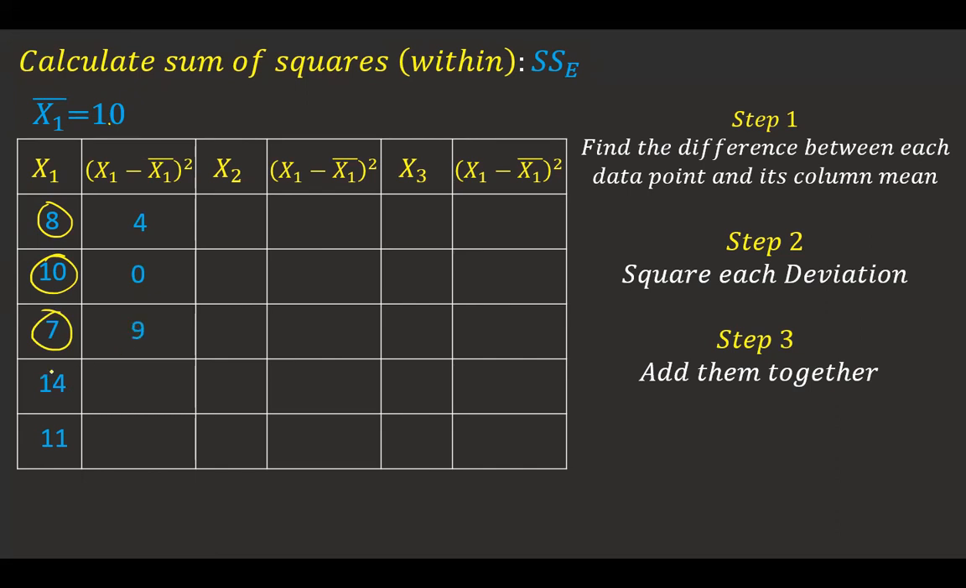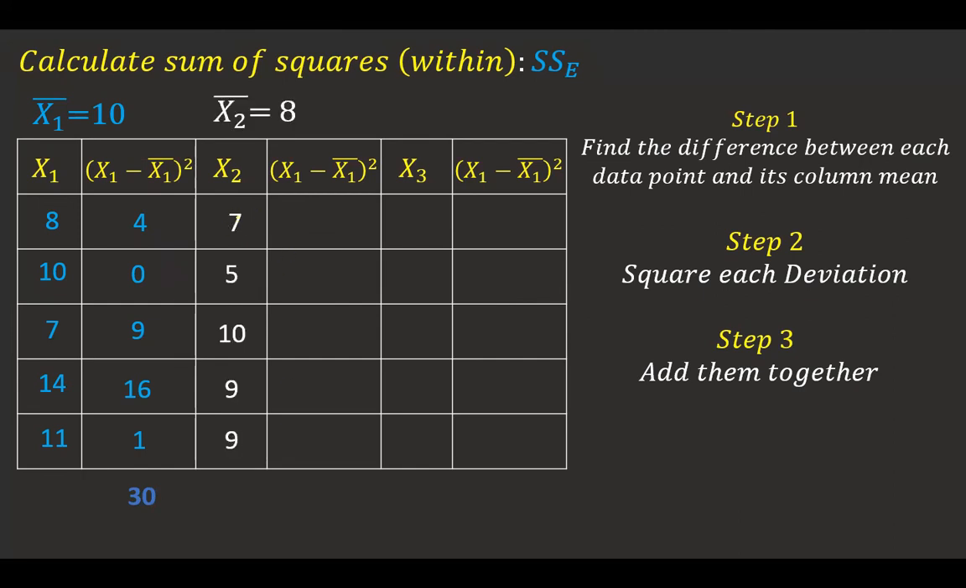3 square is 9 here. 14 minus 10 gives you 4. 4 square is 16. 11 minus 10 gives you 1. 1 square is 1. Similarly, I'm doing it for the next group here. I just wanted to total it, right?